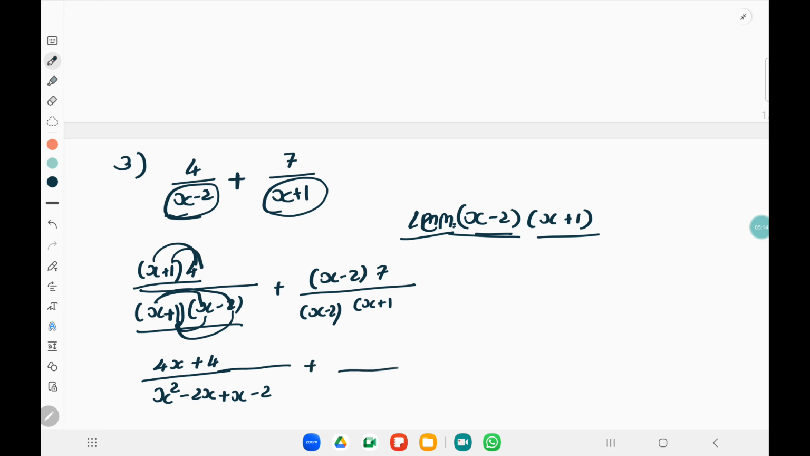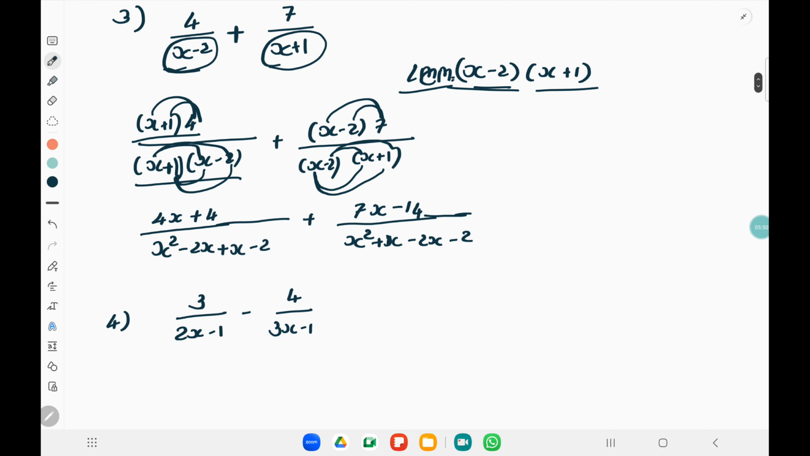Plus, here first in the numerator we expand the bracket, so x times 7, 7x, and minus 2 times 7, minus 14. Okay, we expand the bracket here, x times x, x square, x times 1 plus 1, sorry, x. Now minus 2 times x, minus 2x, and here minus 2 times 1, sorry, minus 2 times 1, but oh my god, I need more space.